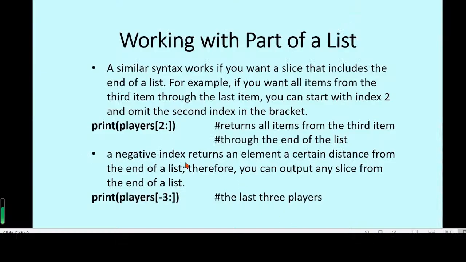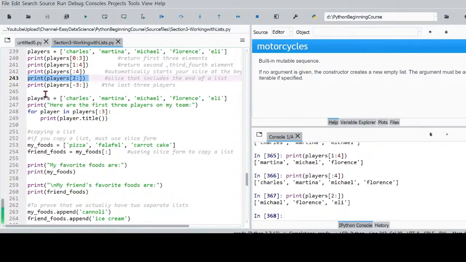The negative index returns an element a certain distance from the end of a list. Therefore, you can output any slice from the end of a list. So, for example, we can write players[-3:]. Then it will return the last 3 players. So it will return the last 3 players with the negative index.